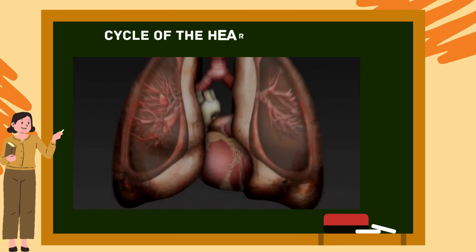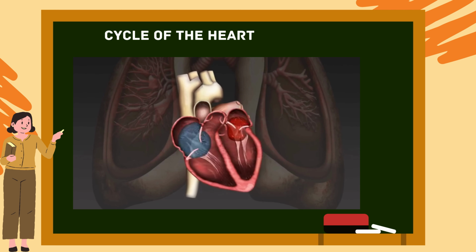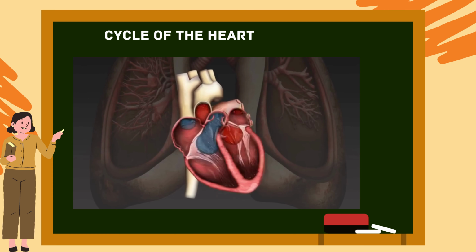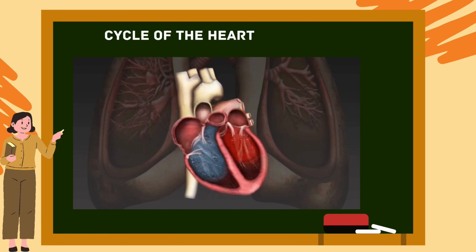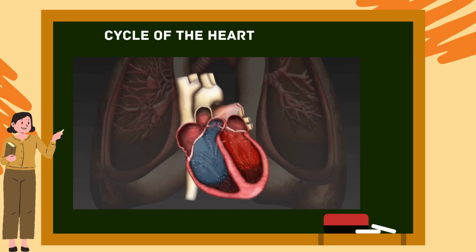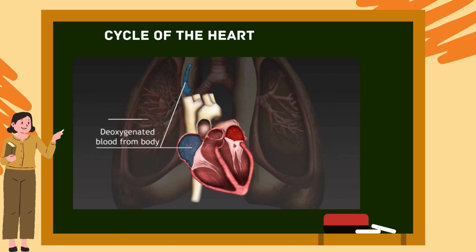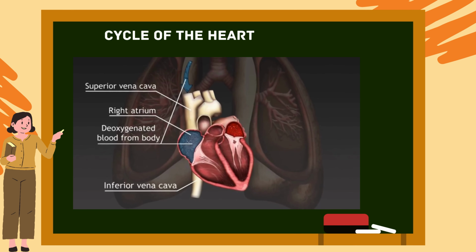This animation illustrates a single cardiac cycle starting with the right side of the heart. In reality, of course, the 2 sides of the heart work together at the same time, but it is easier to understand if we look at them separately because each side of the heart has a different function. The cardiac cycle begins as deoxygenated blood flows from the body into the right atrium via the superior vena cava and inferior vena cava.